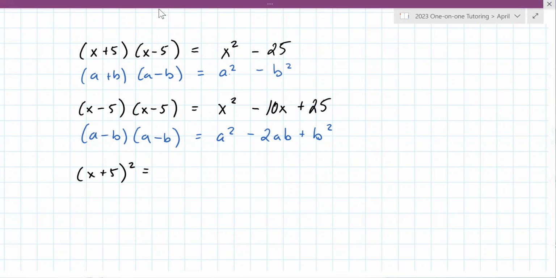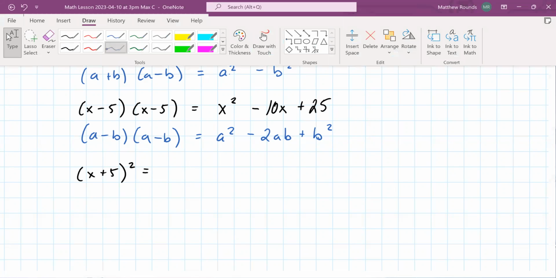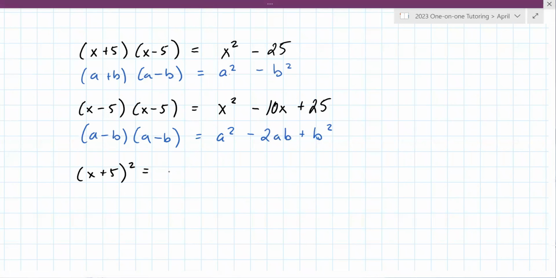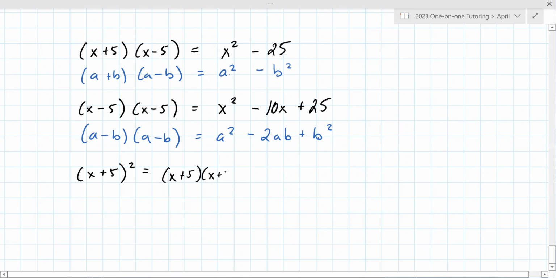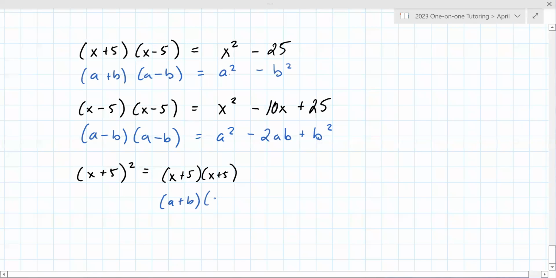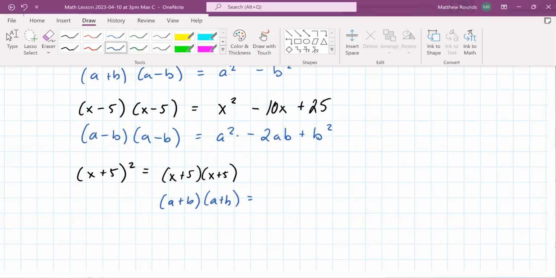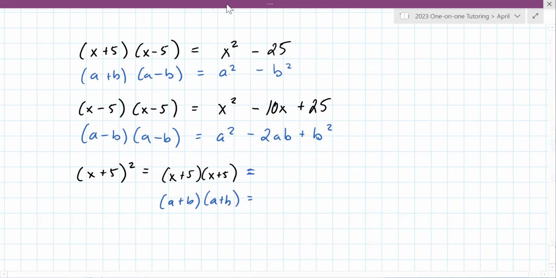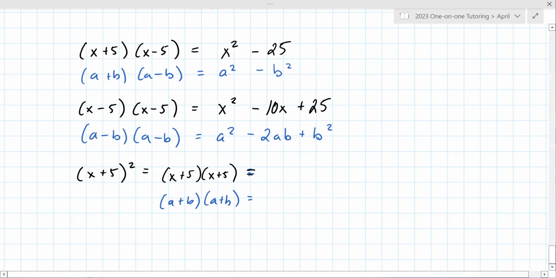For the last one here, it's like this one. I didn't write it out, but you know better. You're like, okay, it's really (x + 5) times (x + 5). Yeah, that's the one that's (a + b)(a + b). I'm not going to write out the formula. You've got it. I just want the final answer here. So it would be x squared plus 10x plus 25. Very good.